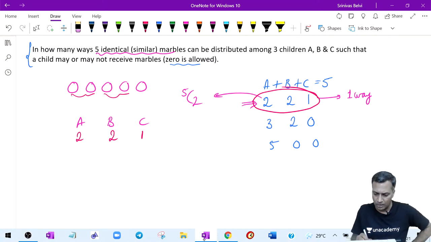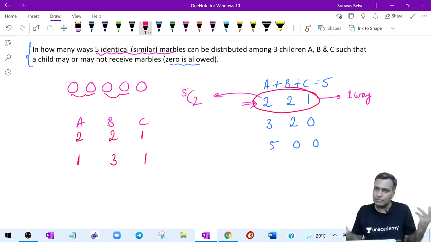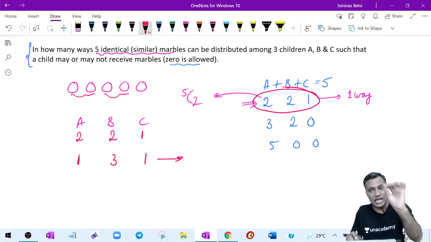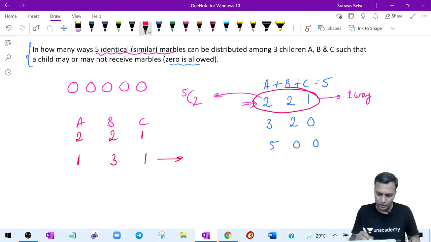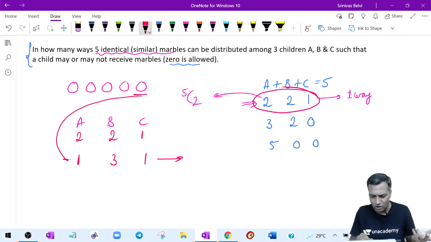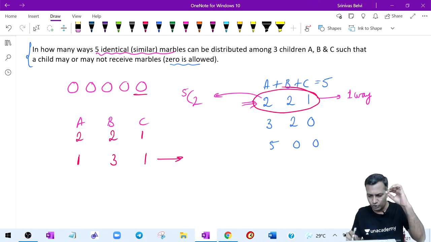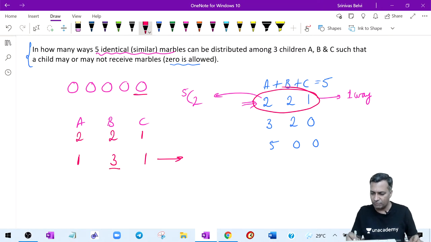You may say, sir, what if I decided to give 1 here, 3 here and 1 here? This configuration also can be dealt with in one way. You look at A, you have to give him 1. Which one doesn't matter. First you gave this one, then you took it back and said no, I will give you this one. How does it matter? They're all the same marbles, isn't it? So you give 1 here, you give any 3 here. Therefore each configuration is dealt with in one way.